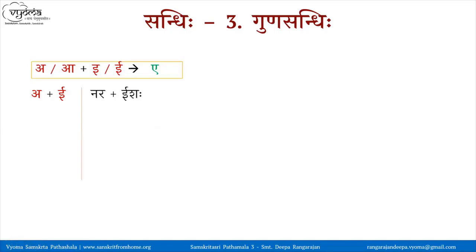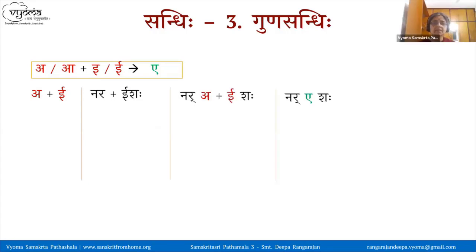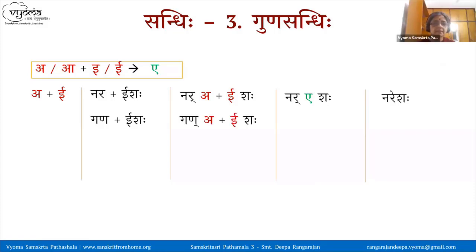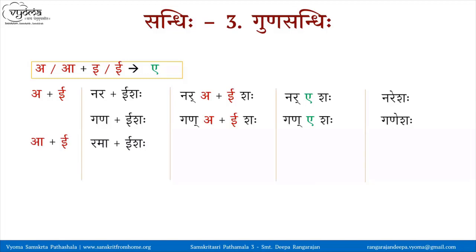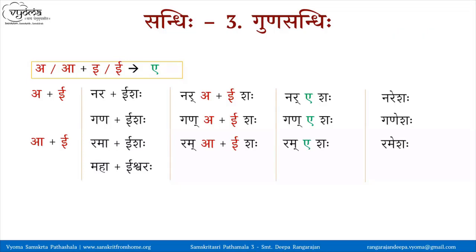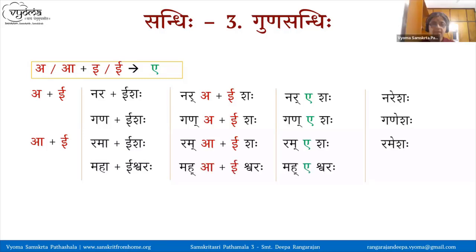A plus I equals E. Nara plus Isha equals Naresha. Naresha. Samyak. Gana plus Isha, A plus I, Ganesha. Rama plus Isha, Ramesha. Rama plus Isha, Ramesha. Maha plus Ishvaraha, Maheshwaraha. A and I gives E. Uttam. Dhanyavada.